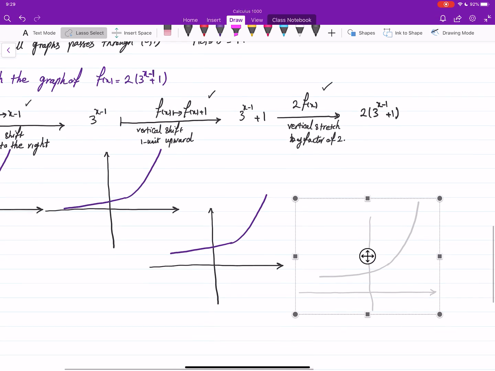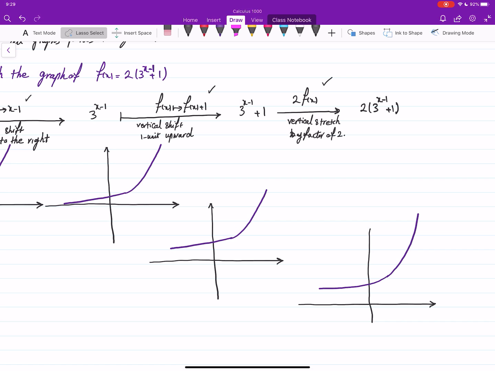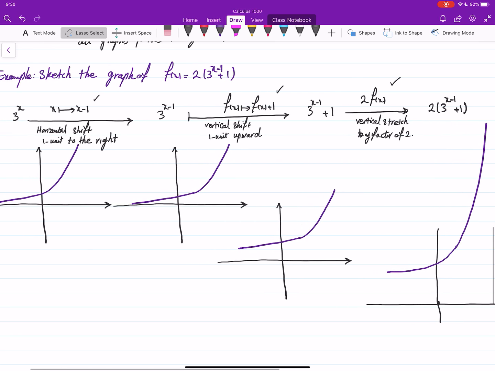So let me just make enough space for that. To perform the stretching, I need to do this trick where I keep one point on the x-axis, and then you stretch everything by a factor of 2. So you see here is 1, 2, 3, 4, 5, 6. I have to go upward up to somehow 12. So this is the new function, the graph of the function given in the example.